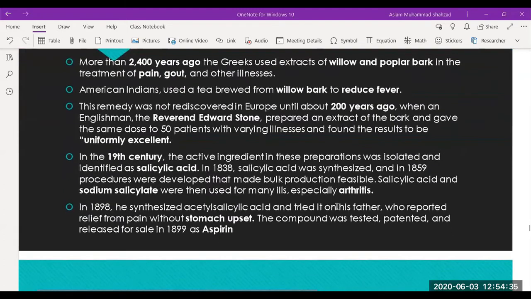In the 19th century, the active ingredient was isolated and identified as salicylic acid. In 1839, salicylic acid was synthesized, and then bulk production increased, and it was used for many illnesses, especially arthritis, which is the inflammation of the joints. It was synthesized in 1898 for the treatment of stomach upset, relief was found, and it was released for sale in 1899.